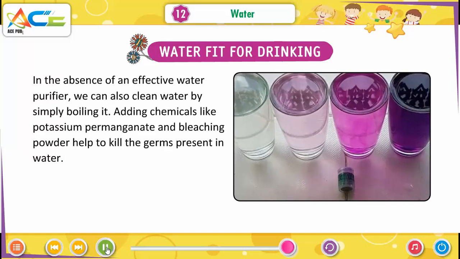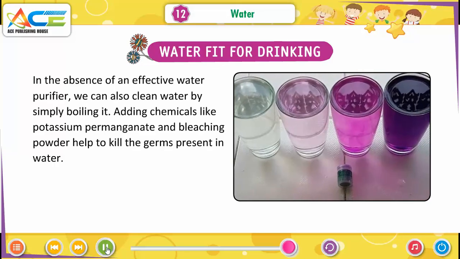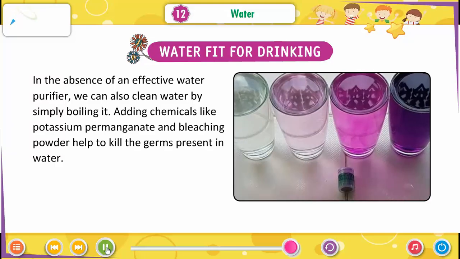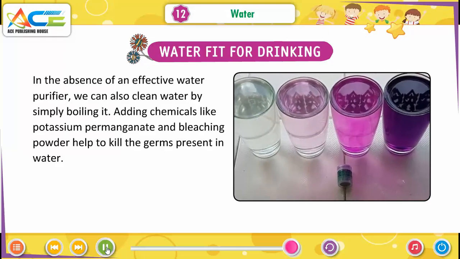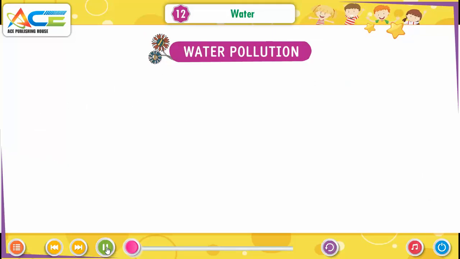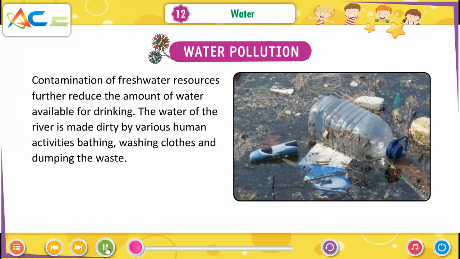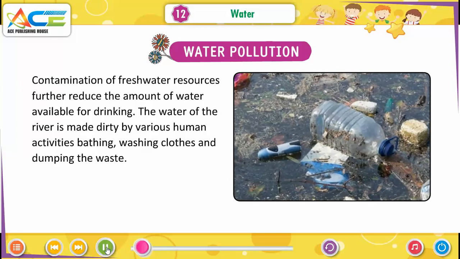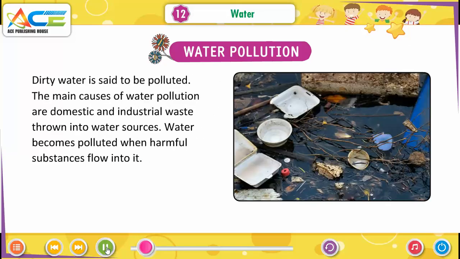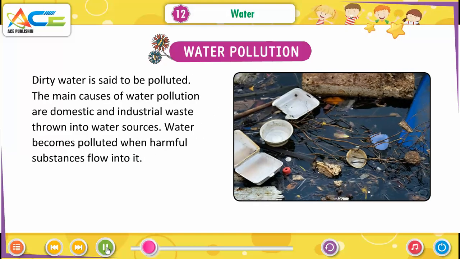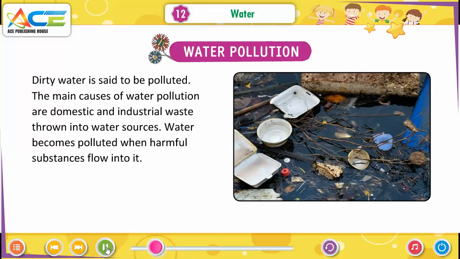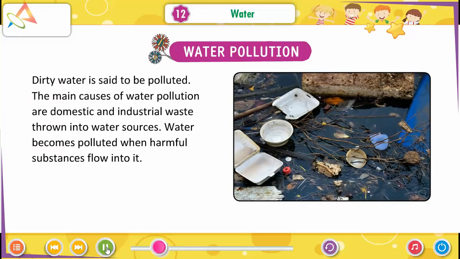In the absence of an effective water purifier, we can also clean water by simply boiling it. Adding chemicals like potassium permanganate and bleaching powder helps to kill the germs present in water. Water pollution. Contamination of fresh water resources further reduces the amount of water available for drinking. Dirty water is said to be polluted. The main causes of water pollution are domestic and industrial waste thrown into water sources.